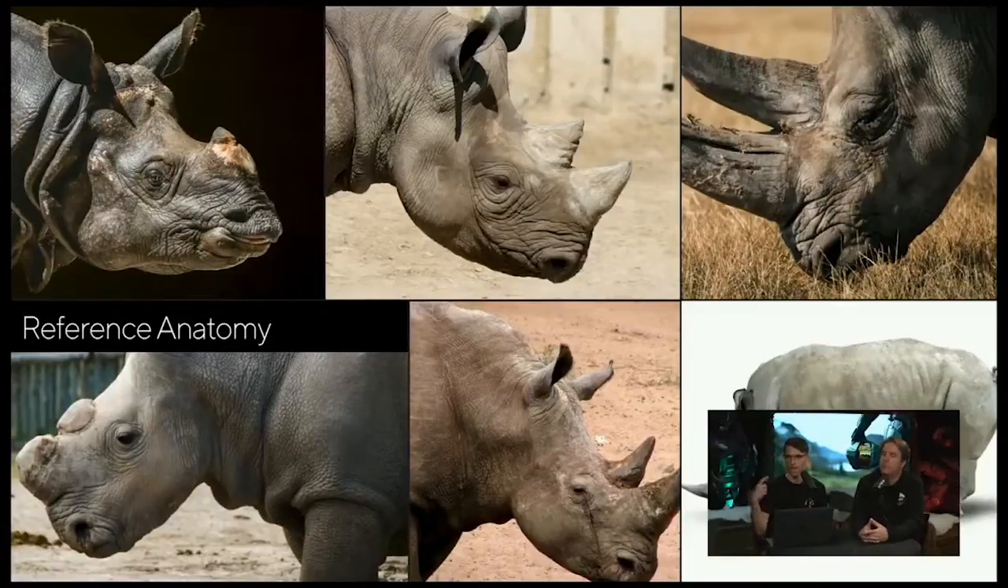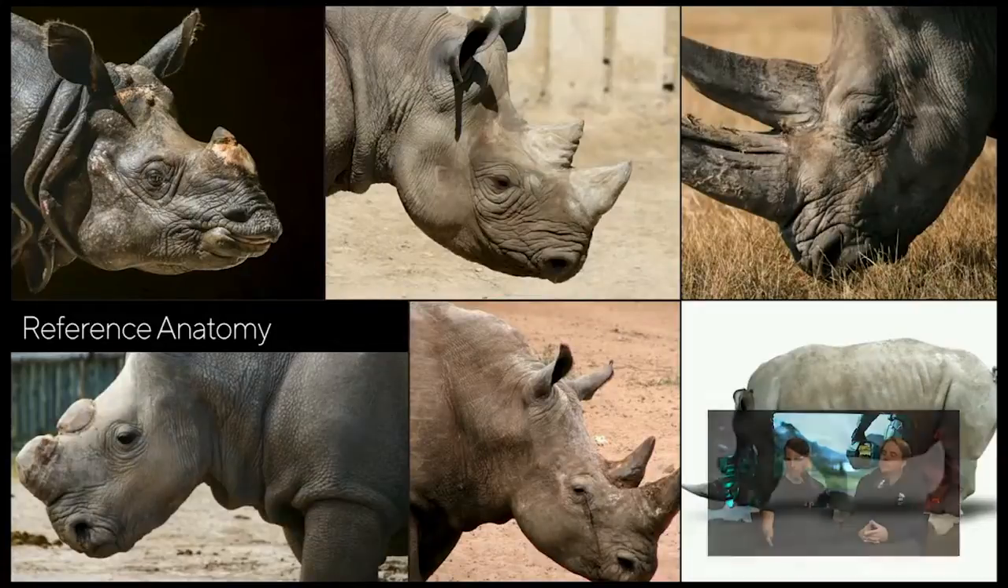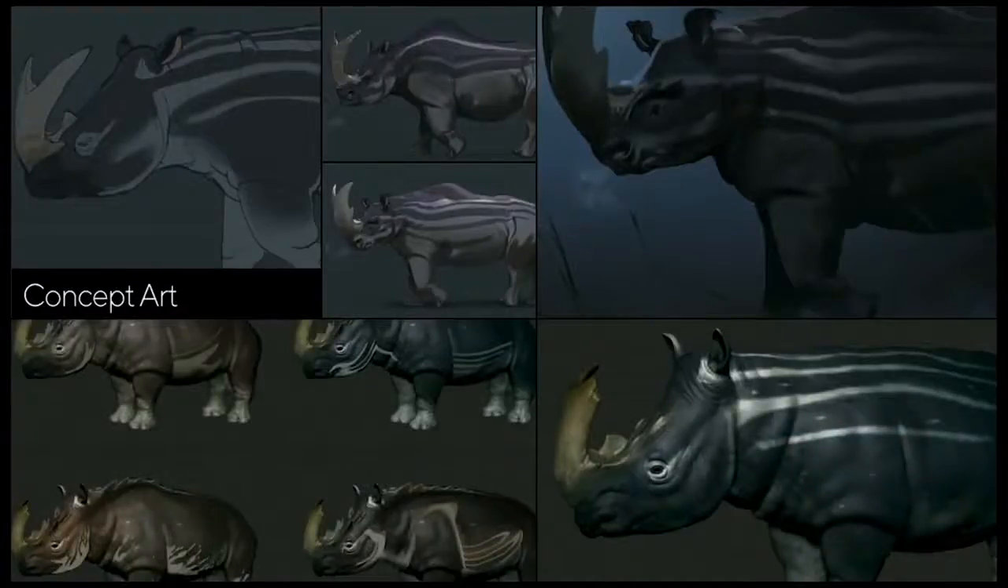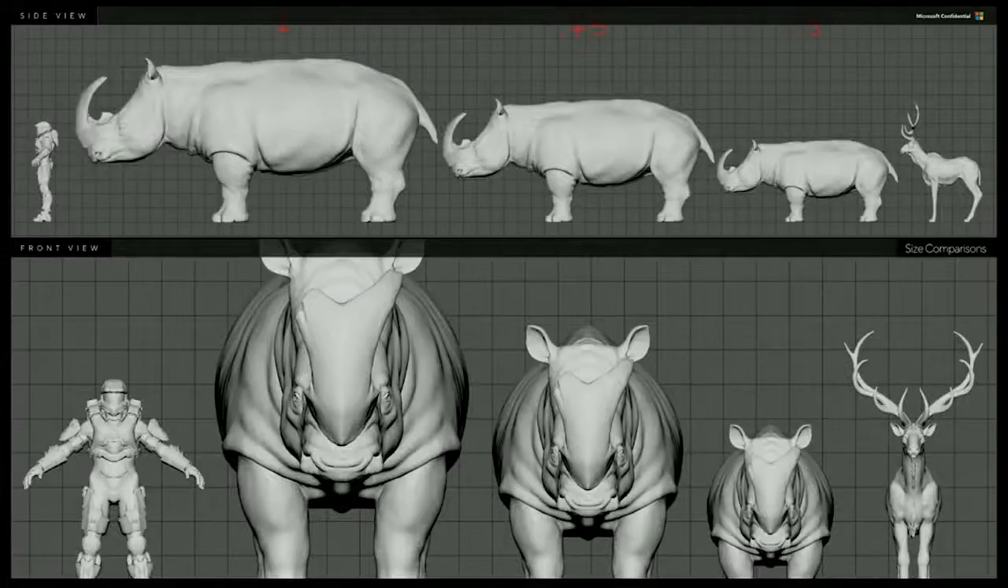I'm only stating that because a lot of this is normally what Matt would talk about. Matt had this reference anatomy. His team then had some concept art made for what the space rhino would look like. I think the top is concept art and the bottom is actually the model. We're experimenting with different palettes and shading. And then this is for scale.